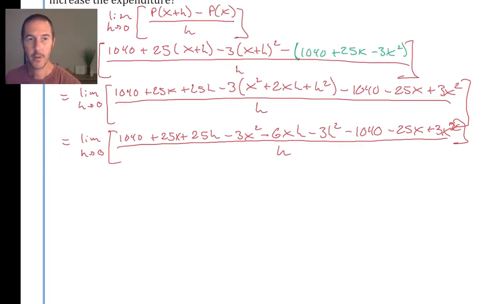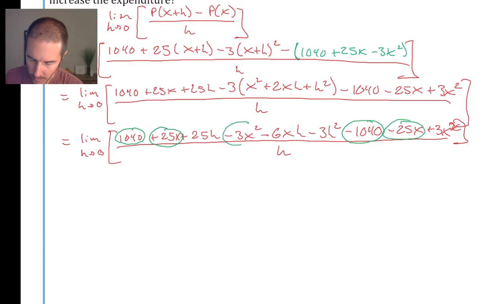Now that we have done all of our FOILing and distributing, now we can combine like terms. There is a positive 1040, and over here to the right of center is a minus 1040. At the left we have a plus 25x, and to the right we have a minus 25x. And just to the left of center we have a minus 3x squared. And all the way to the right, we have a plus 3x squared.